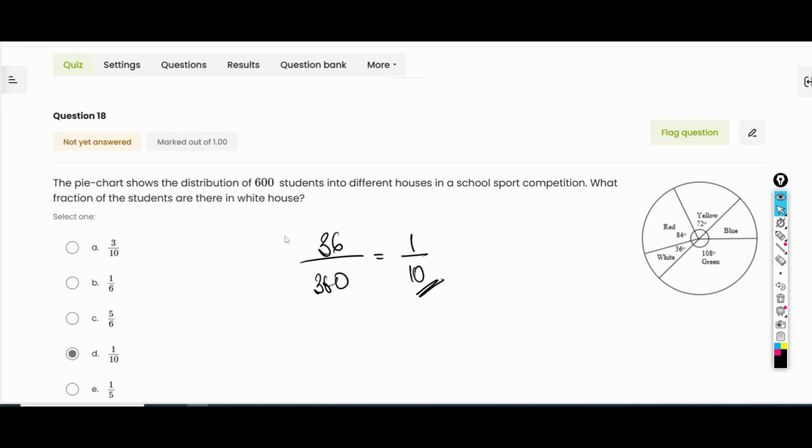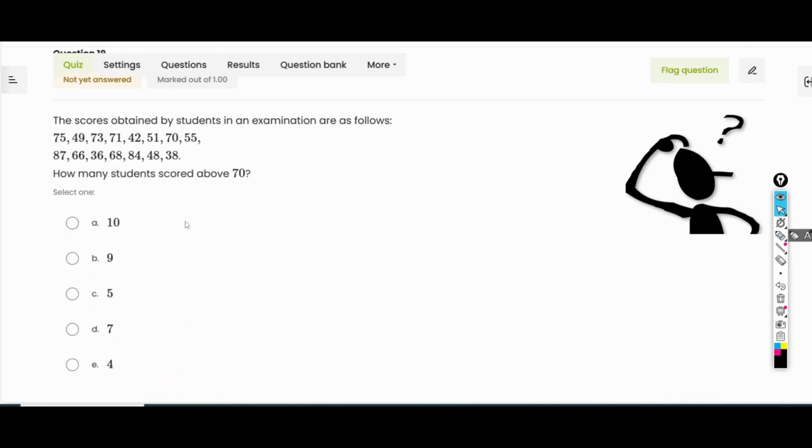So basically why I did this is, we're trying to find out what fraction of the total is White House. Right, so that's White House out of everything, and then that gives 1 out of 10. Okay, that's 18. So let's take 19.